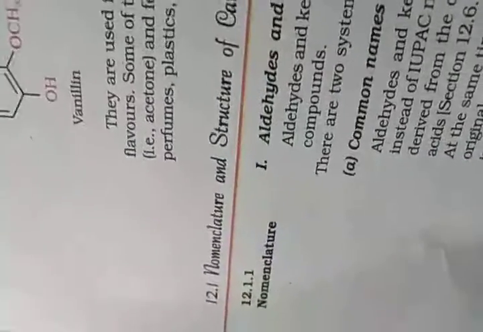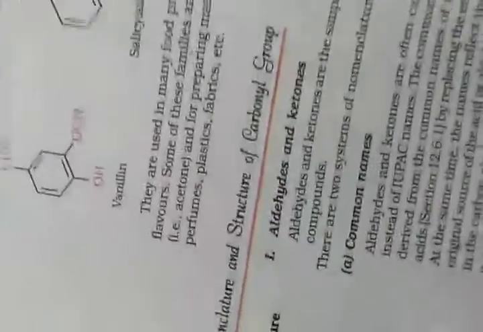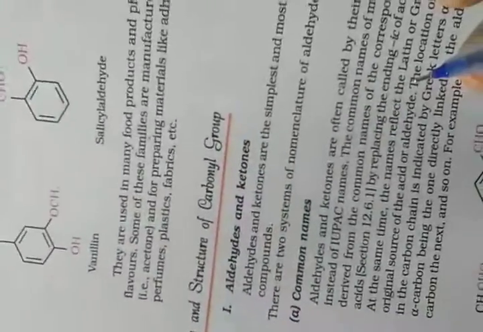Now I am teaching you nomenclature and structure of carbonyl compounds. How we have to give naming. Aldehydes and ketones are the simplest and most important carbonyl compounds. There are two systems of nomenclature of aldehydes and ketones. First one is common names. Second one is IUPAC name.